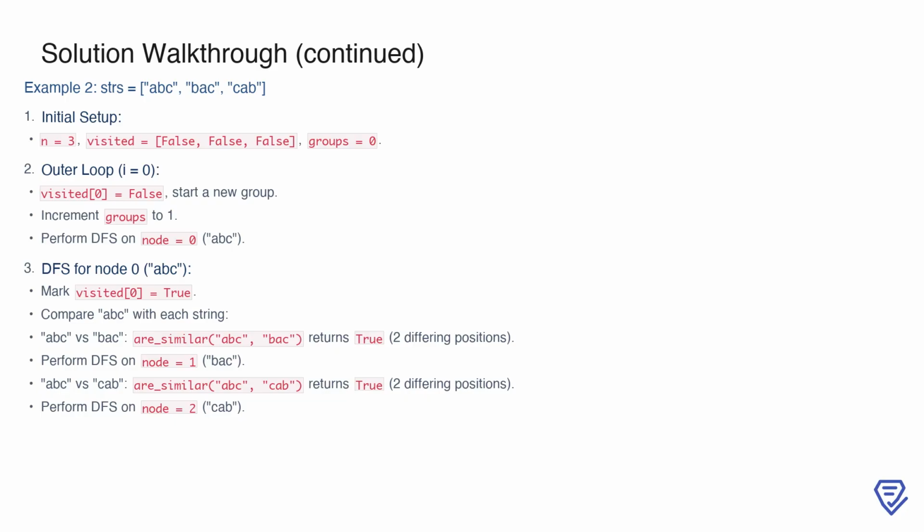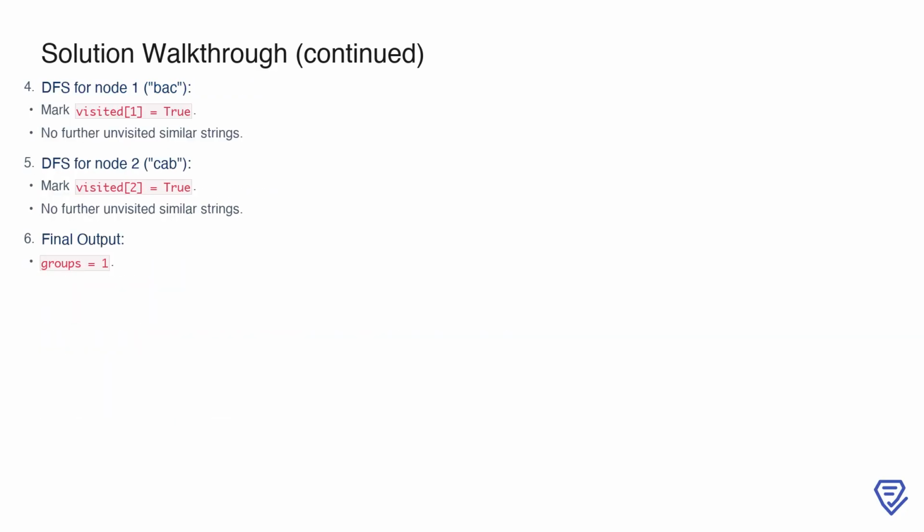Comparing ABC with BAC, the r_similar function returns true because exactly two positions differ, so we perform a DFS on node equals 1, which is BAC. Similarly, when comparing ABC with CAB, r_similar also returns true, so another DFS is triggered for node equals 2, which corresponds to CAB. In the DFS for node equals 1, which is BAC, we begin by marking visited 1 as true. After processing, we find no further unvisited strings similar to BAC.